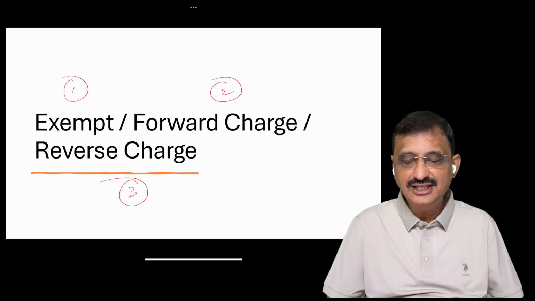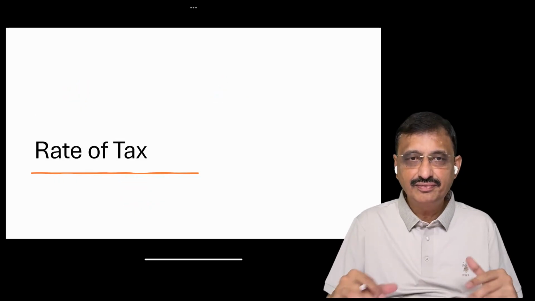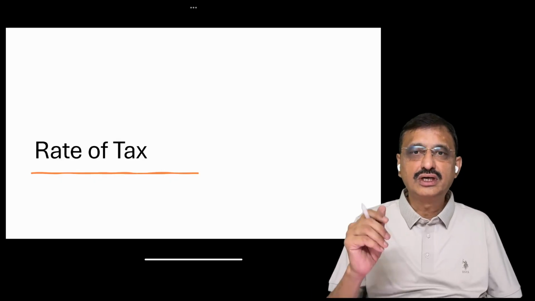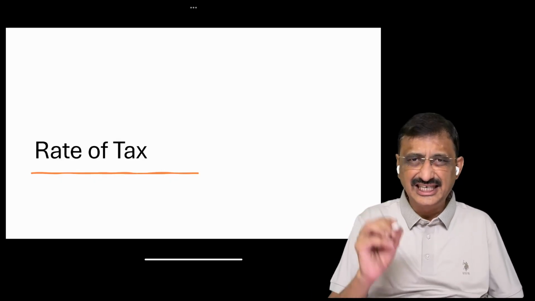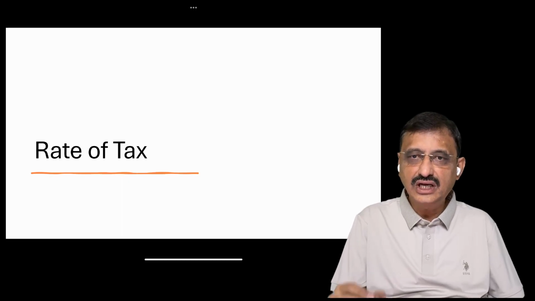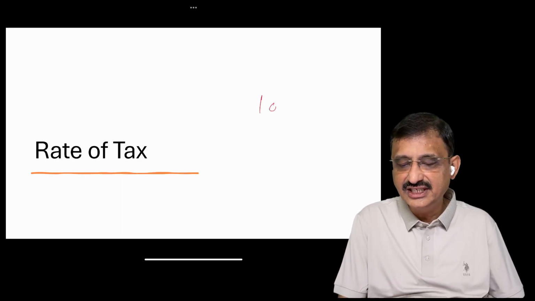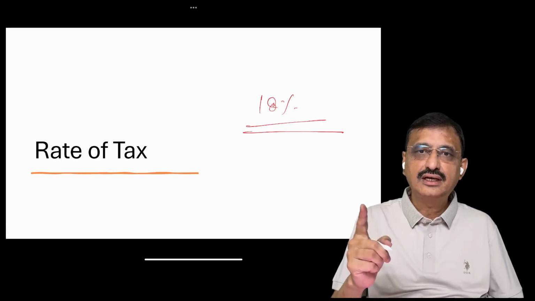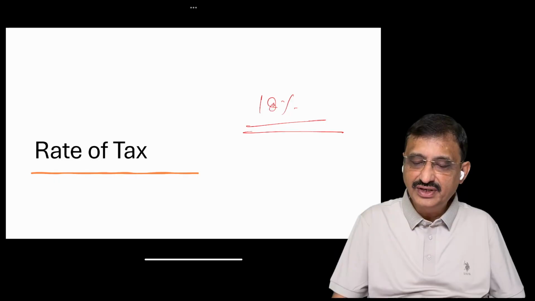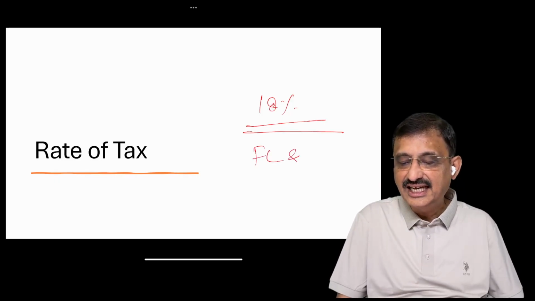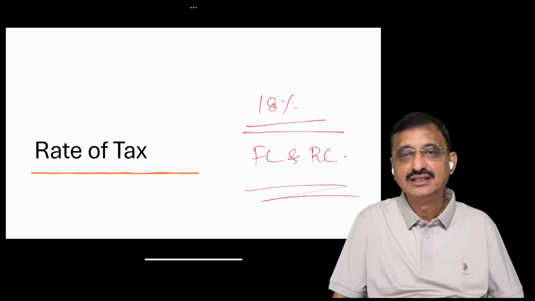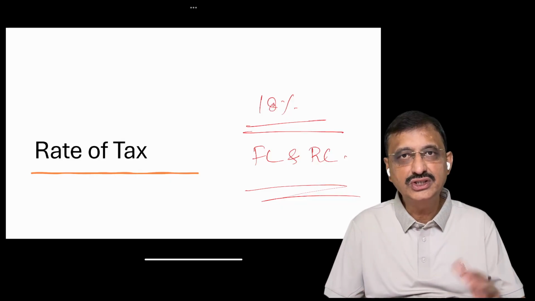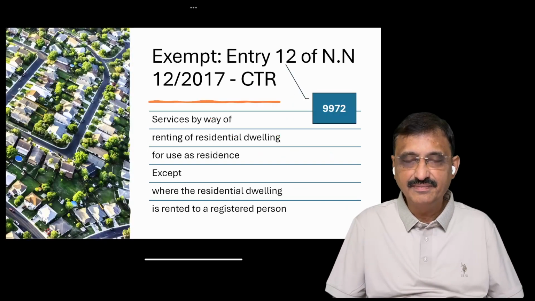We will understand each and every aspect separately in the time to come. Now, what is the rate of tax? Generally, for rent, the rate of GST is 18%. The rate of tax is same both for the forward charge as well as the reverse charge. It will be 18 percent, be it on forward charge or reverse charge.